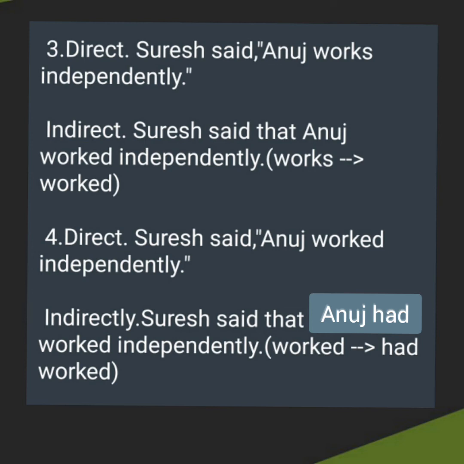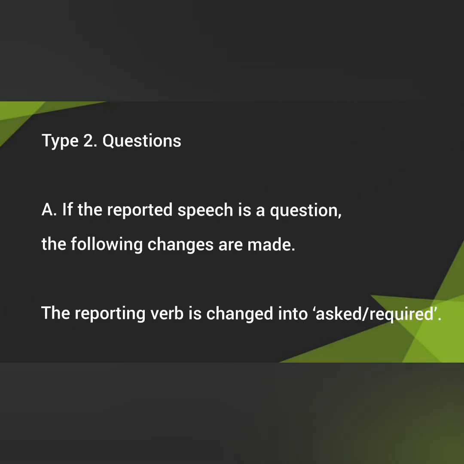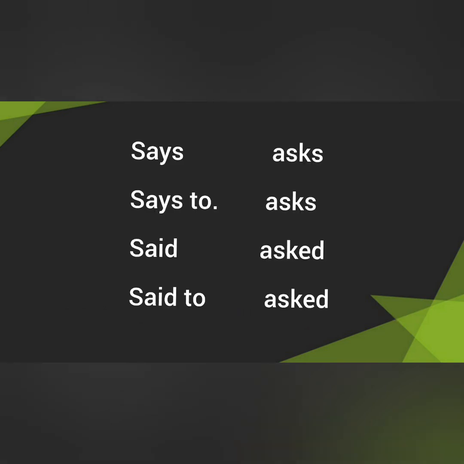Next we are going to see about interrogative sentences. This interrogative sentence is the question type. If the reported speech is a question, the following changes are made. The reporting verb is changed into asked or inquired. Now let's see the reporting verb changes. Says must be changed into asks. Says to also becomes asked. Said becomes asked. Said to also becomes asked.